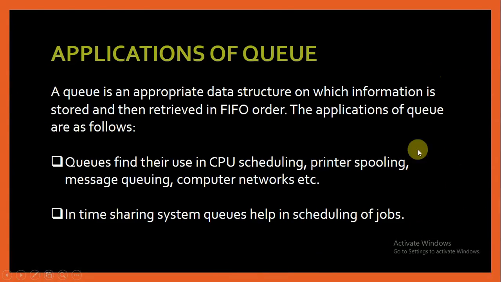So once again, before ending, let us discuss the applications of queue in computers. A queue is an appropriate data structure in which information is stored and then retrieved in FIFO order, first in, first out. The applications of queue are as follows. Queues find their use in CPU scheduling, printer spooling, message queuing, computer networks, etc. So whenever there is a queue of something, queues are used. In time sharing systems, queues help in scheduling of jobs. These are a few examples of queue in computers.